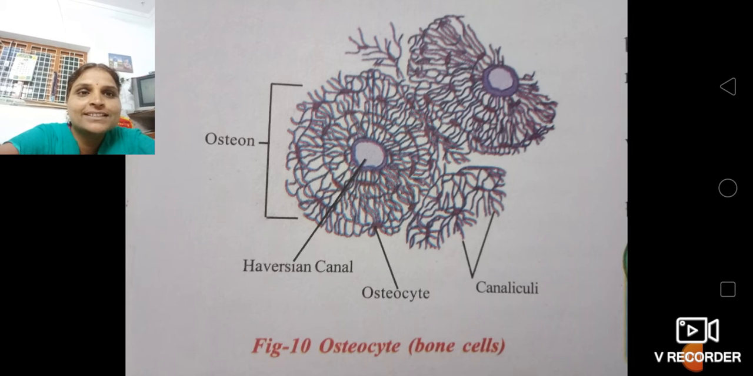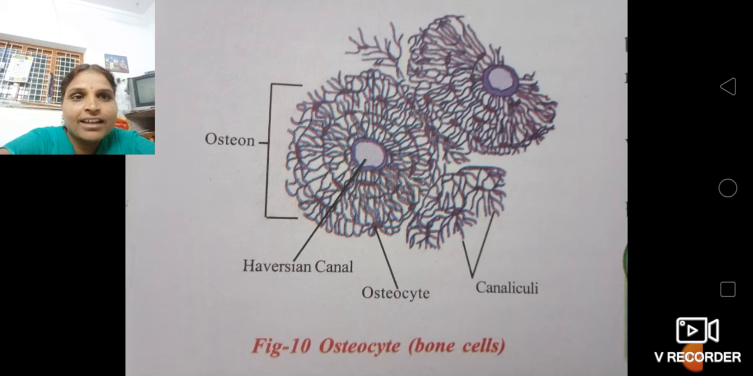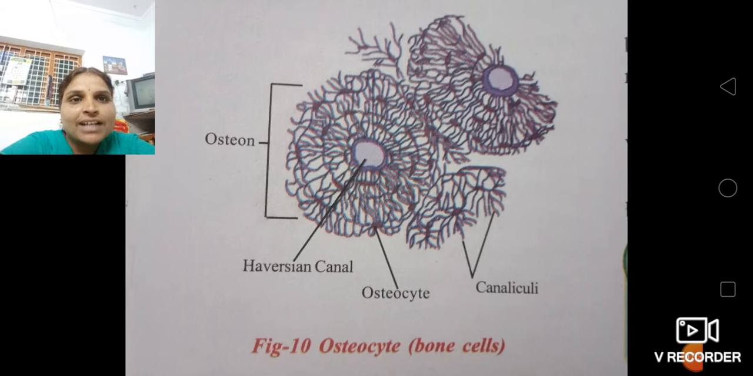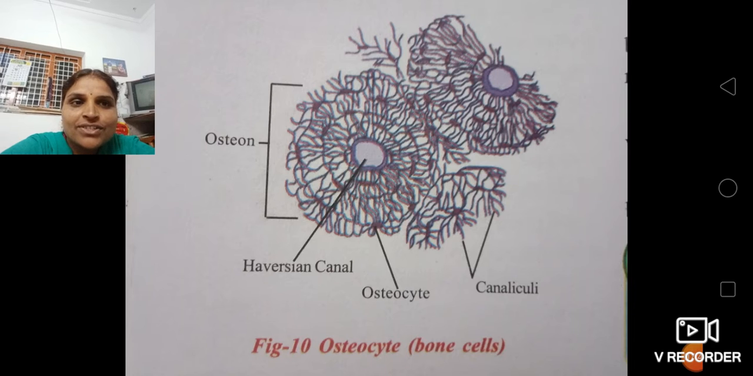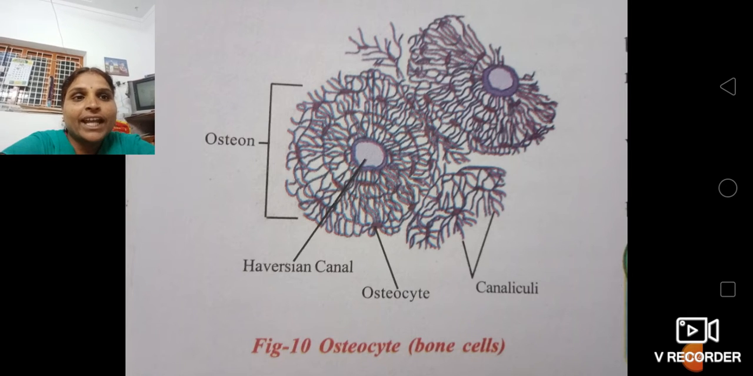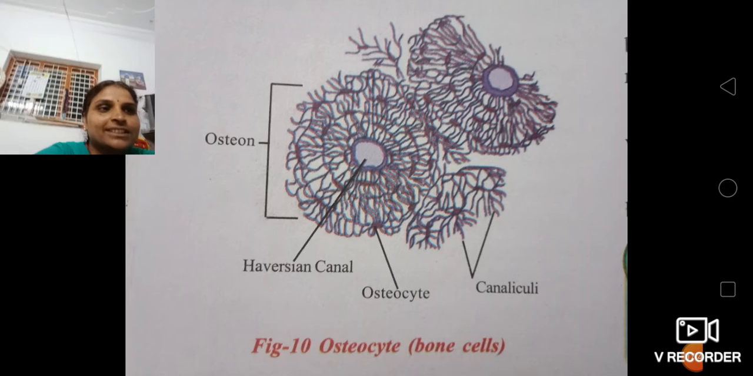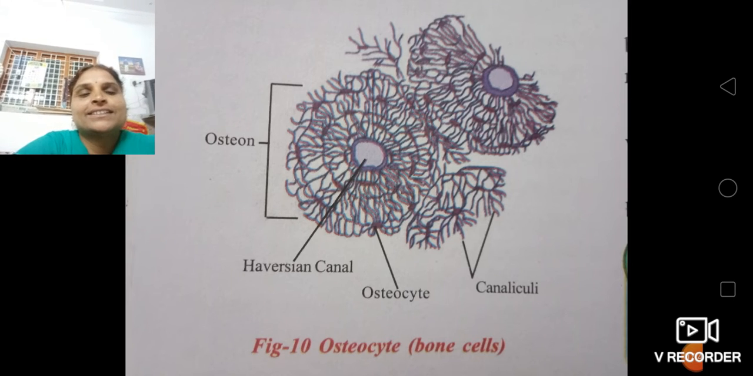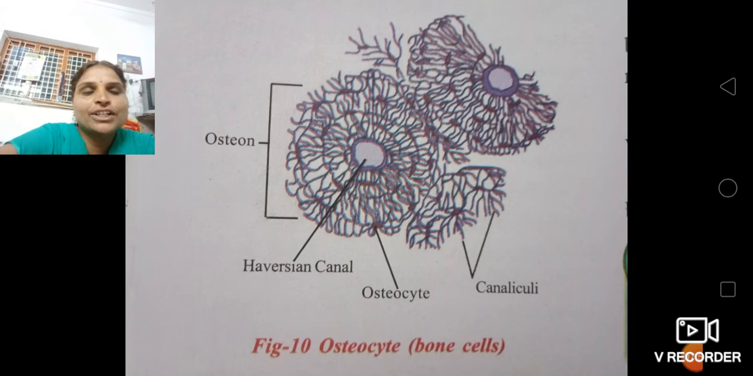See in this picture, all of you observe carefully. The Haversian canal is there. In the middle, a tube-like structure is there. That is the Haversian canal. The Haversian canal is surrounded by osteocytes. This total structure is called an osteon. The osteocytes form canaliculi. This is the areolar tissue, adipose tissue and bone.